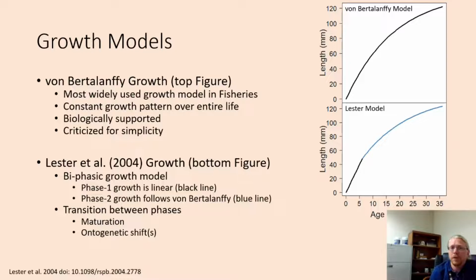For this effort, we used the Lester et al. growth model developed in 2004, and it is a biphasic growth model that breaks growth into phase 1 being linear growth and phase 2 following the von Bertalanffy. As you see in the figure over on the right, the solid black line represents phase 1 linear growth, and the blue line represents the von Bertalanffy growth in phase 2. That transition point between the two growth phases can be linked with major biological events happening in the lifetime of the fish, things like maturation or ontogenetic shifts.